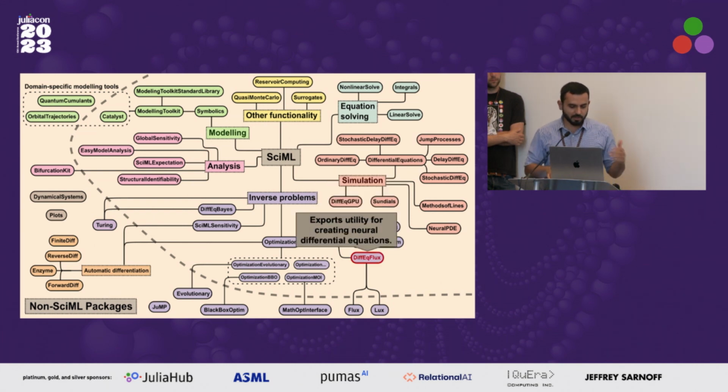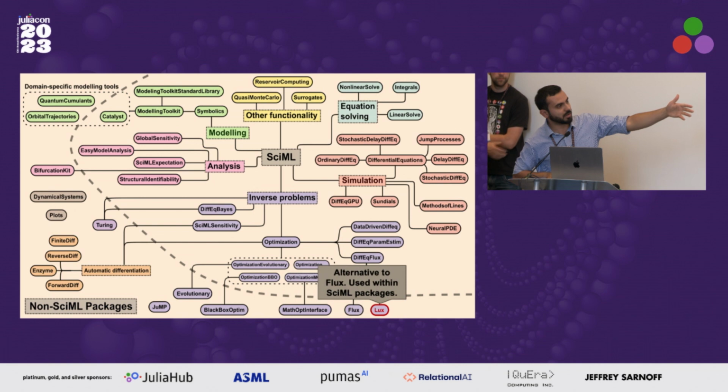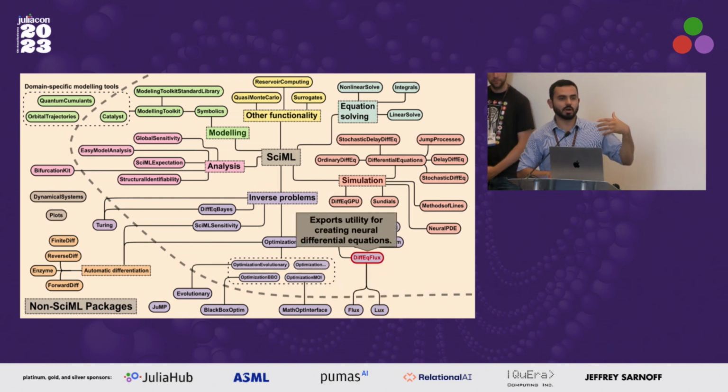And then DiffEqFlux, that's very essential to the SciML story. That's the interface to being able to compose the neural networks from these machine learning libraries like Flux or Lux to be able to create neural ODEs, universal differential equations, deep equilibrium networks, and everything else.